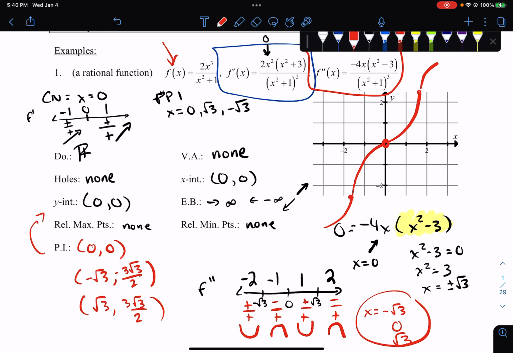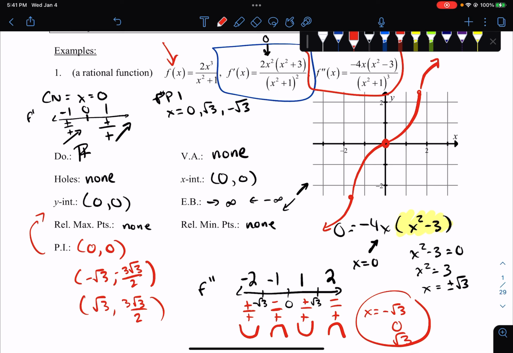Now, end behavior tells me what to do with the ends of my graph. As I go to the right, we said that I approach infinity, so my graph is going to keep going up. As I go to the left, I'm going to approach negative infinity, so my graph is going to keep going down. So my graph looks something like this.